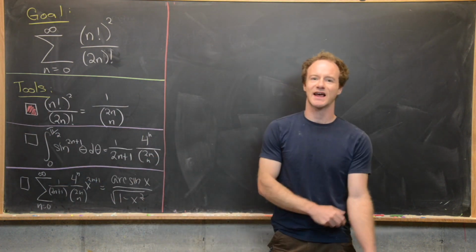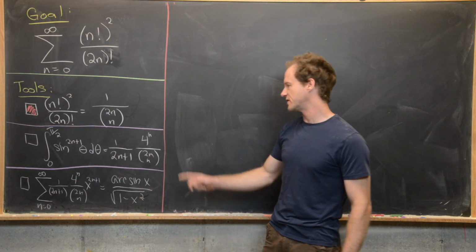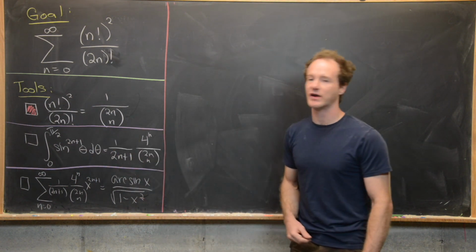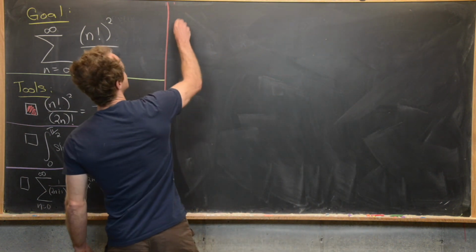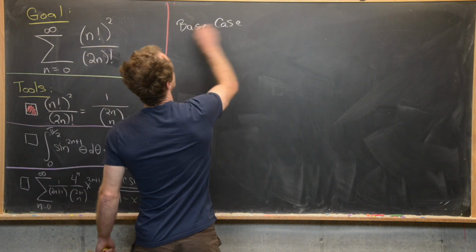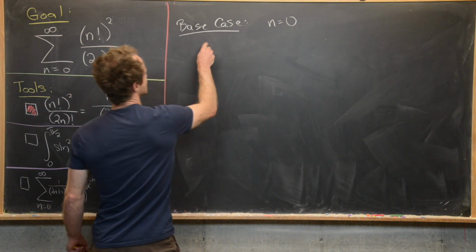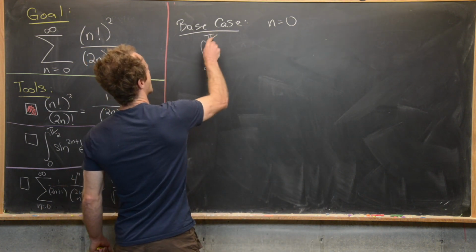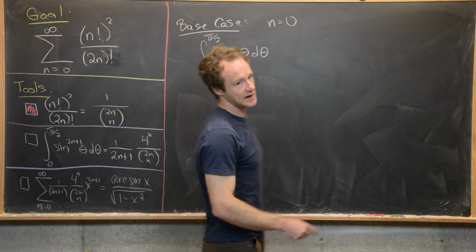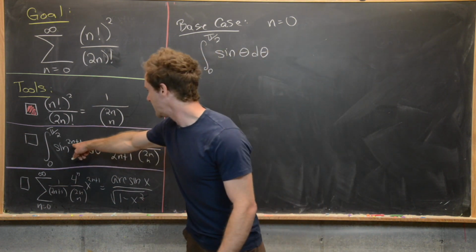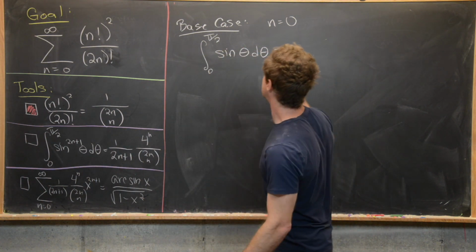Now we're going to move on to the second tool, which allows us to write something involving this central binomial coefficient as an integral of an odd power of sine. So we're going to prove this by induction. So our base case will be the case when n equals 0. In other words, we want to look for the integral from 0 to pi over 2 of sine to the first power theta d theta. And that's because if we set n equal to 0 here, we get 2 times 0 plus 1, so that's just 1. But now this is not too hard.